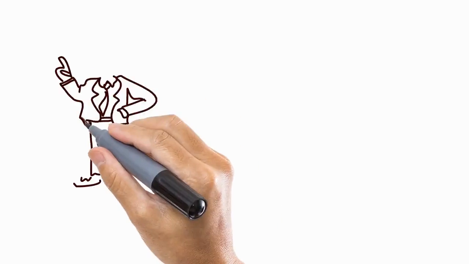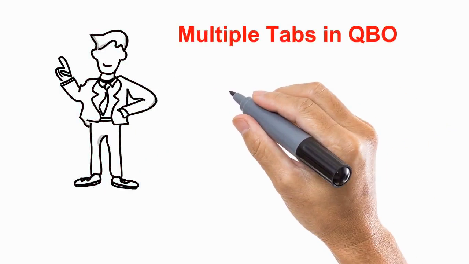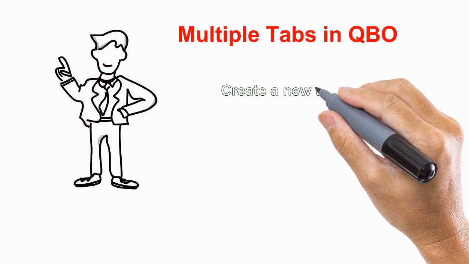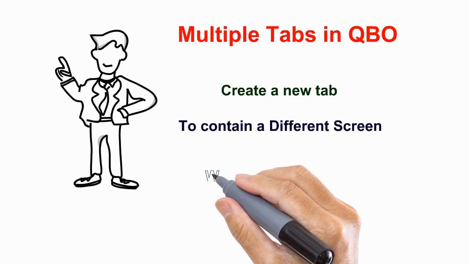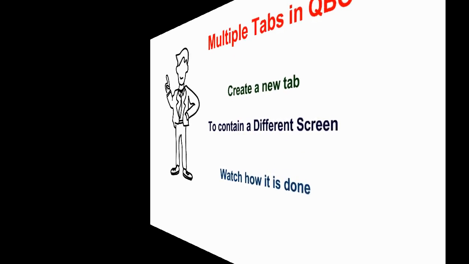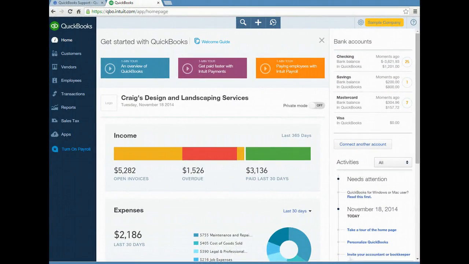Hi, this is John Whiteley, and you can use multiple tabs in QuickBooks Online. So we're going to head over to the software and demonstrate how easy it is to add an additional tab in the application. We're now viewing the sample company file provided by QuickBooks Intuit.